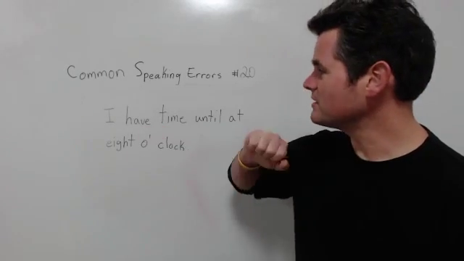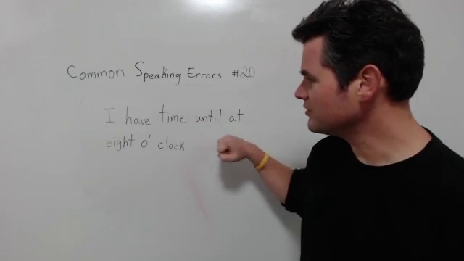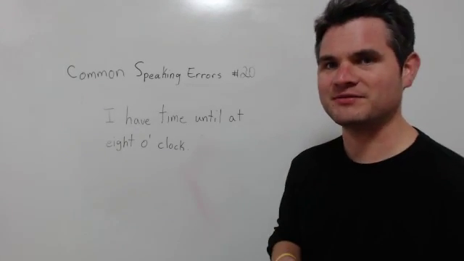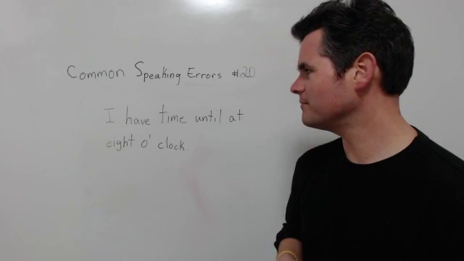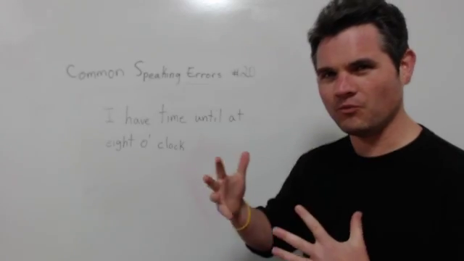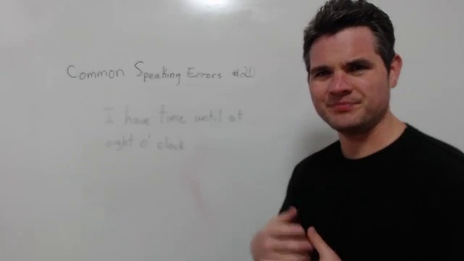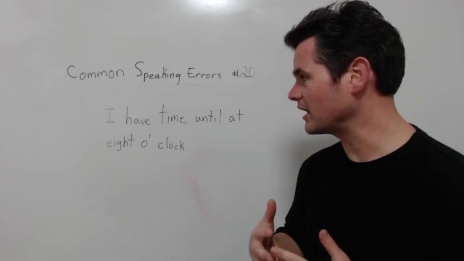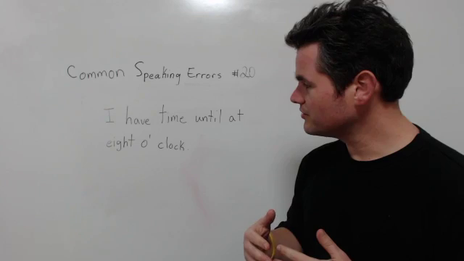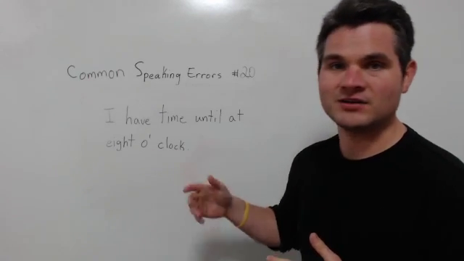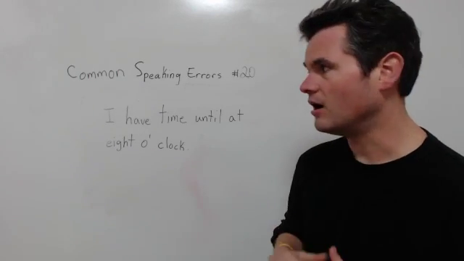So we've got the sentence up here. I have time until at 8 o'clock. So we've got a little bit of a problem here. What we're trying to say in this statement is when we have free time, when we have nothing going on. Obviously the time would be 8 o'clock.